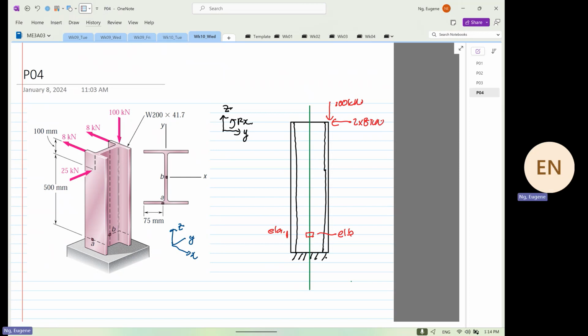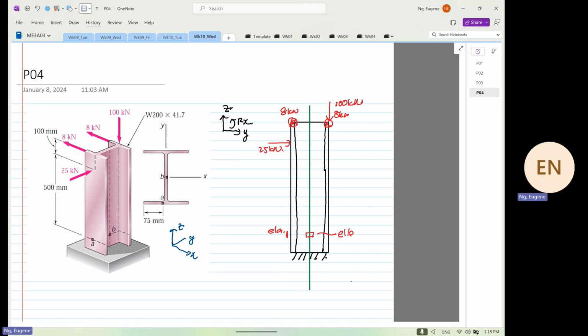Wait. Am I looking at the correct view? No. So these are dots. Or these are crosses. Sorry, these are crosses. So they are 8 kilonewton, 8 kilonewton. And then we have another force coming down here, which is 25 kilonewton.